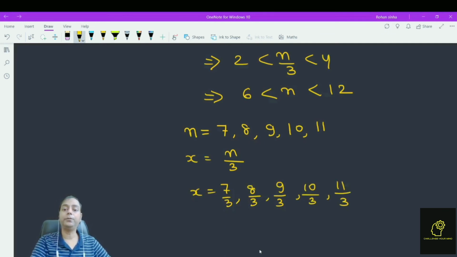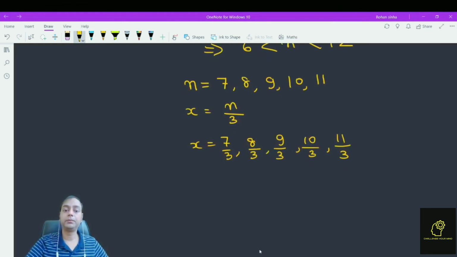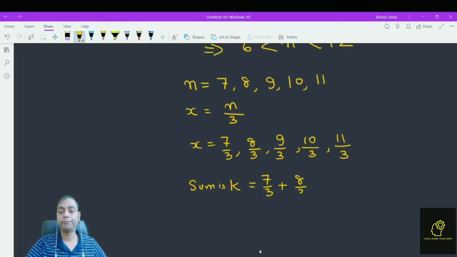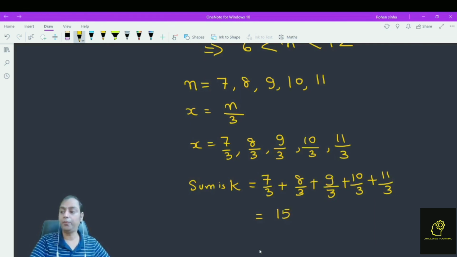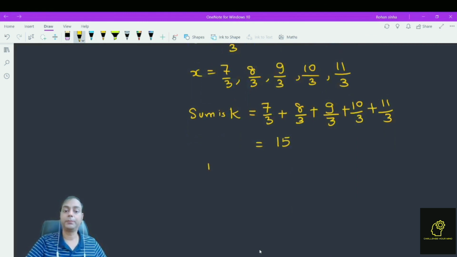Now what is the sum of all the values? If you calculate the sum of all the values, their sum is given as k. Simply add 7/3, 8/3 and the rest, and you observe the sum is 45/3 = 15. Now what we need to find finally is the value of k/3. k/3 is 15/3, and this is equal to 5. So this is the approach to solve this problem.